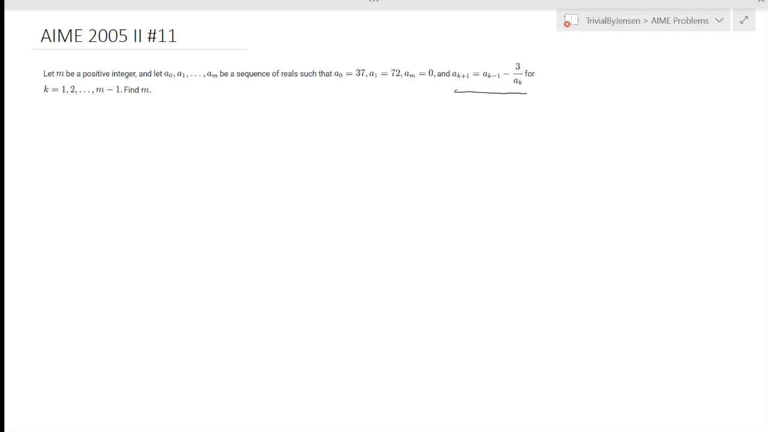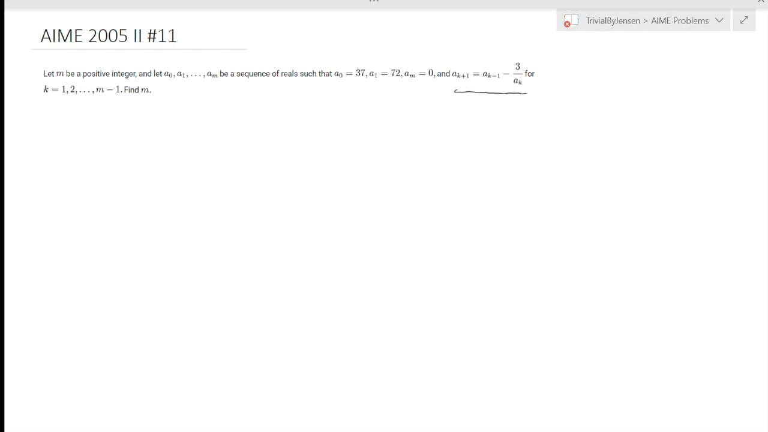First of all, let's figure out what we're looking for. m is the index of some term in the sequence that's equal to 0. So basically, you have all these terms in a sequence starting with these first two, and then this recurrence relation gives you the kth term. Then at a certain point, one of the terms is equal to 0. So we're going to use this recurrence relation, fiddle with it a bit, and use that to solve for m.